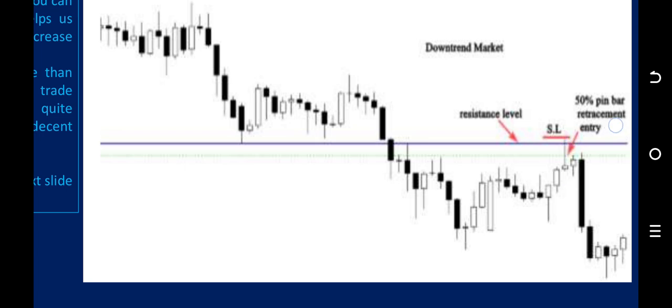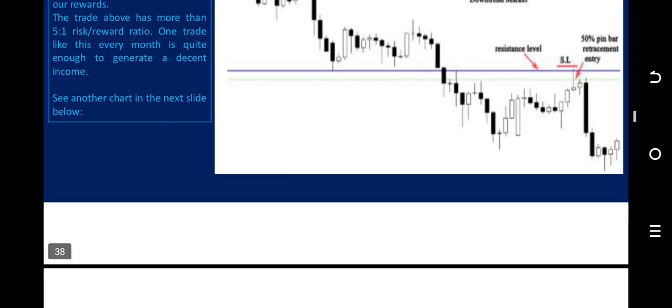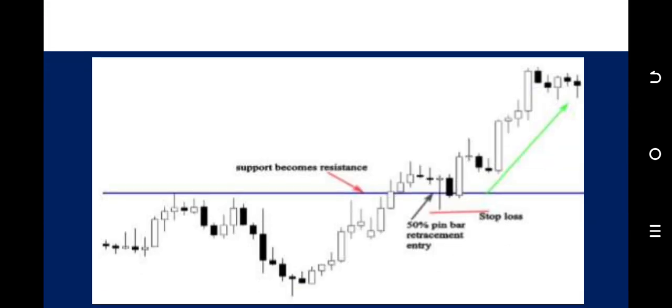So can you see it? The moment you enter here, can you see they even told you to place your stop loss above the pin bar, then you ride it down. You ride the market down. So can't you see that forex trading is very easy? You don't need to be losing money in the market.